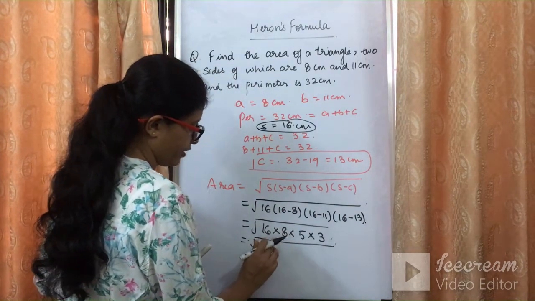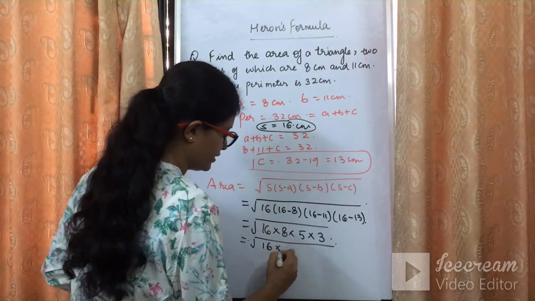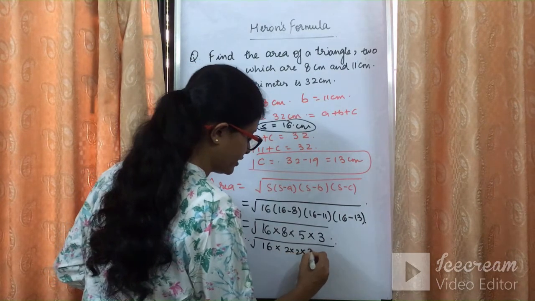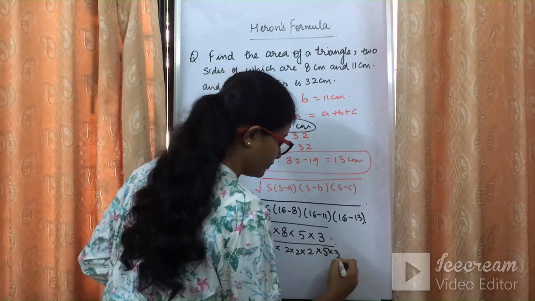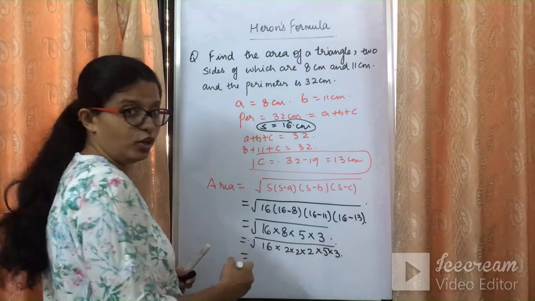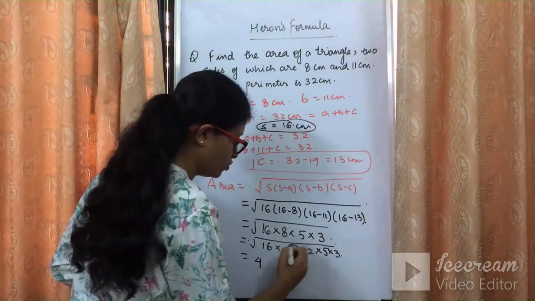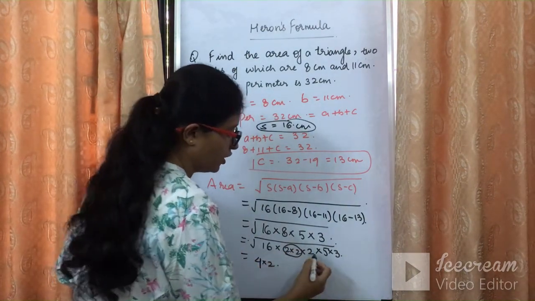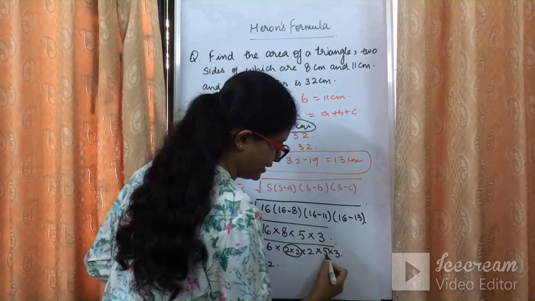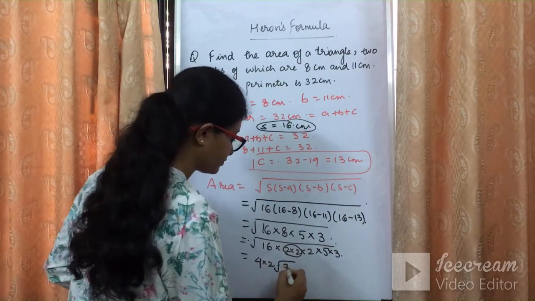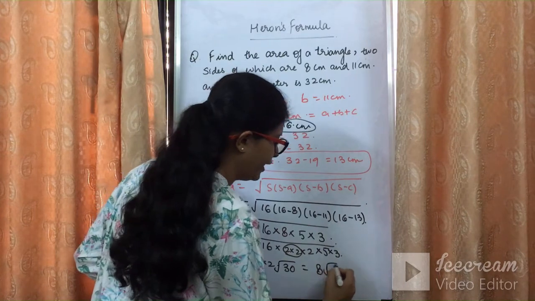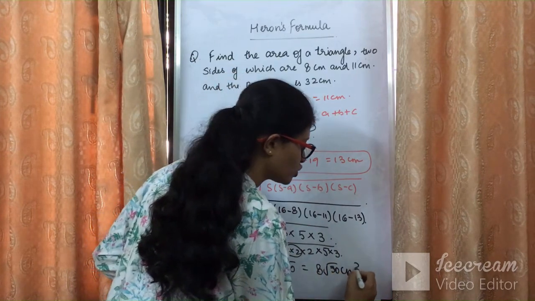16, can I write it as 2 into 2 into 2 into 5 into 3? So let's have a look. 16 को रूट से बाहर निकालूंगी तो it will be 4. ये 2 को बाहर निकालूंगी तो it will be 2. So the remaining thing in the root will be 2 5s are 10 and this is 30. So it comes out to be 8 root 30 centimeters square.